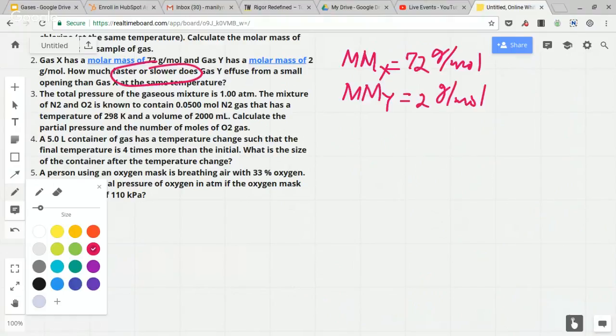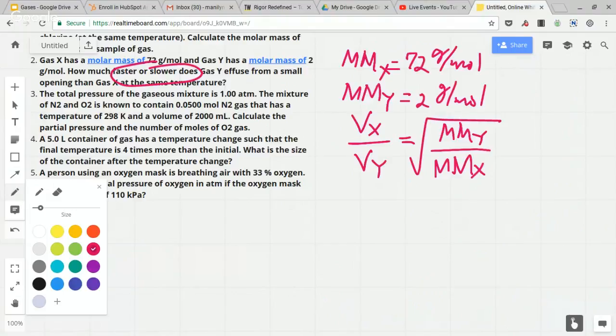Either of that, you may get the same expression. Since X is given first in the problem, I will just put it in the numerator for the V, because faster and slower depicts the rate. So that's going to be V of X over the V of Y is equal to the square root of molar mass of Y over molar mass of X. Remember, we got this from Graham's law.